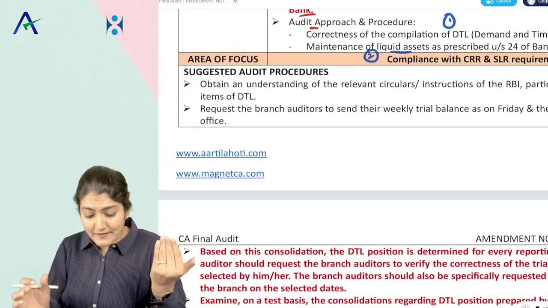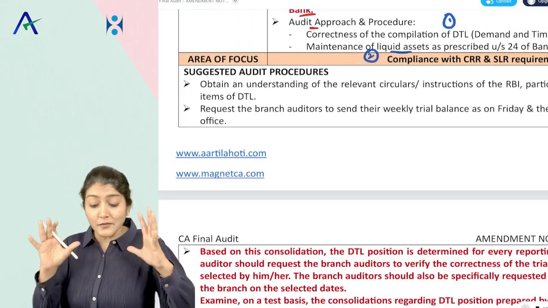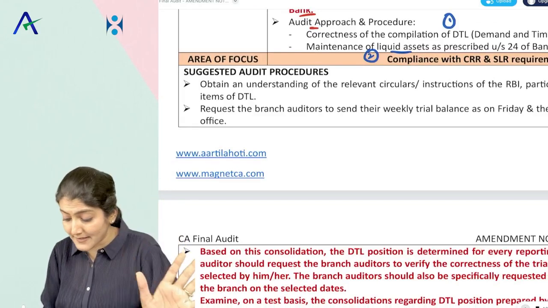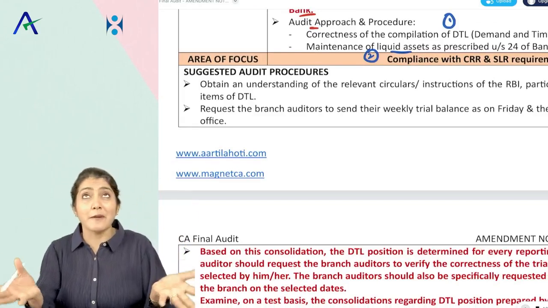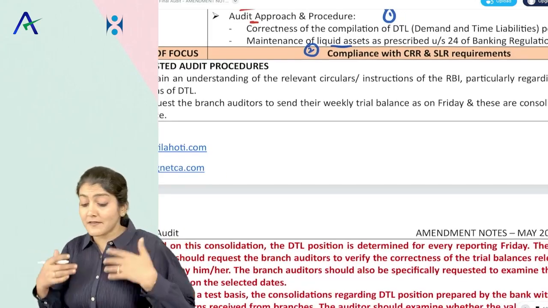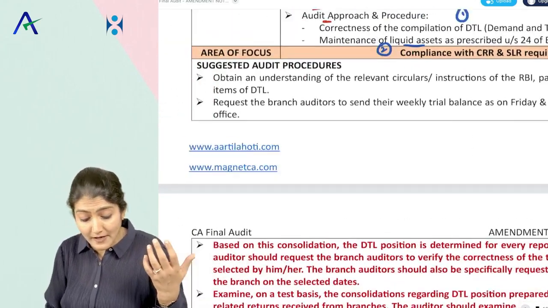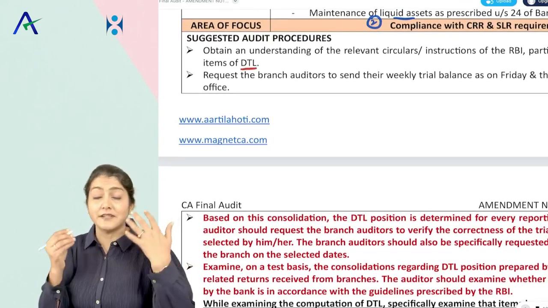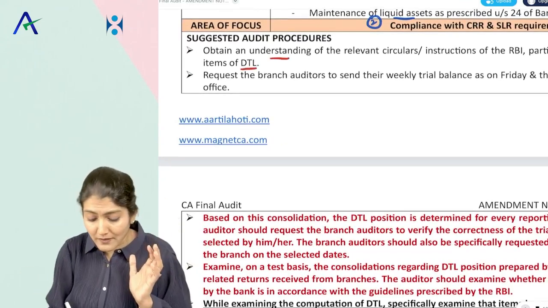Now coming to the suggested audit procedure. Number one, the starting point, is to understand. Always take a blank piece of paper and try to understand what the RBI circular and the RBI instructions say regarding the composition of the items of the DTL.